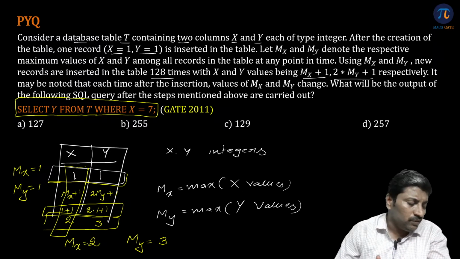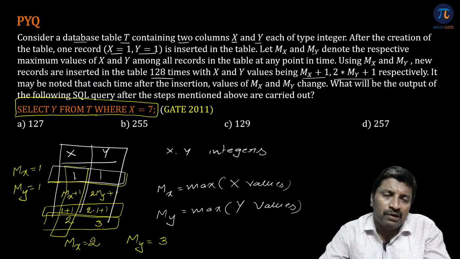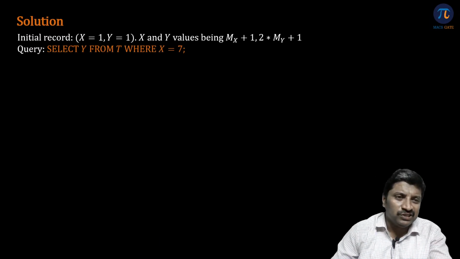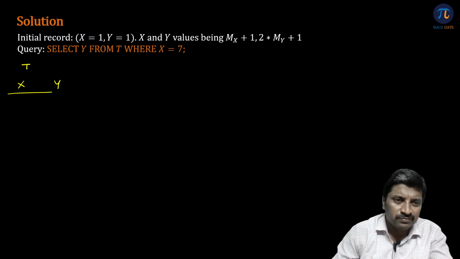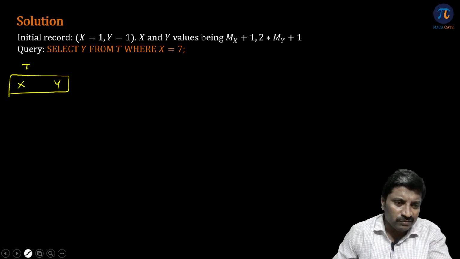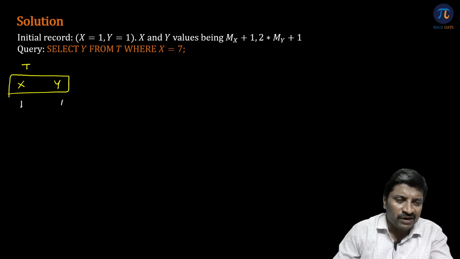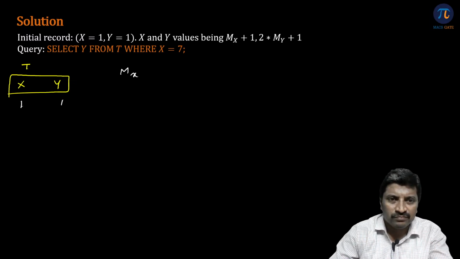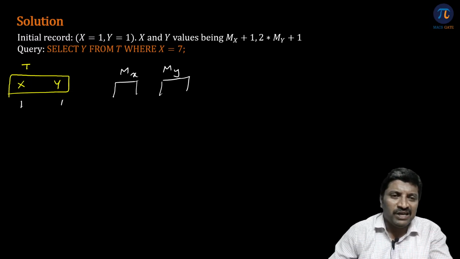Hope you understood it, right? So the initial record is 1, 1. After that, based on Mx, My, we will decide it. Okay, let us see it. The table name is T. The column names are X, Y. What is the first record? 1, 1. What is Mx? What is My? Maximum of X values is 1. Maximum of Y values is 1.